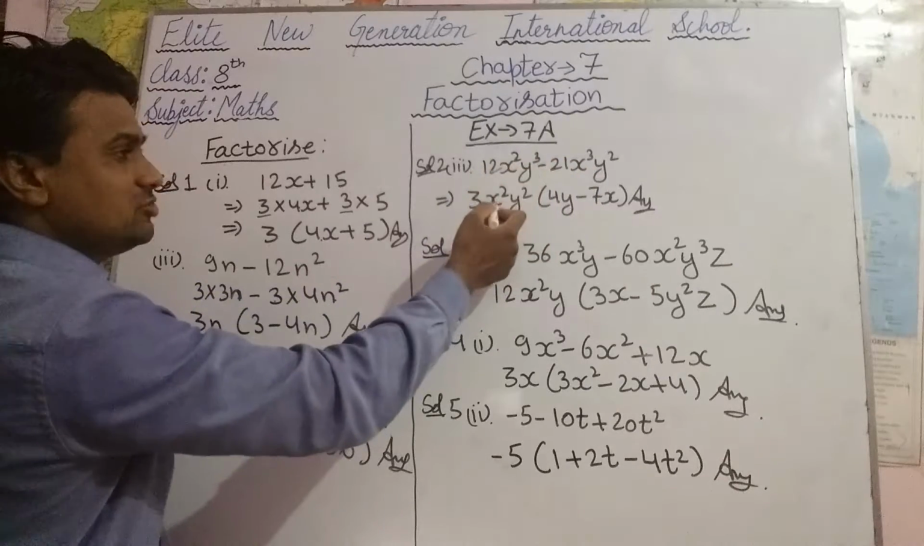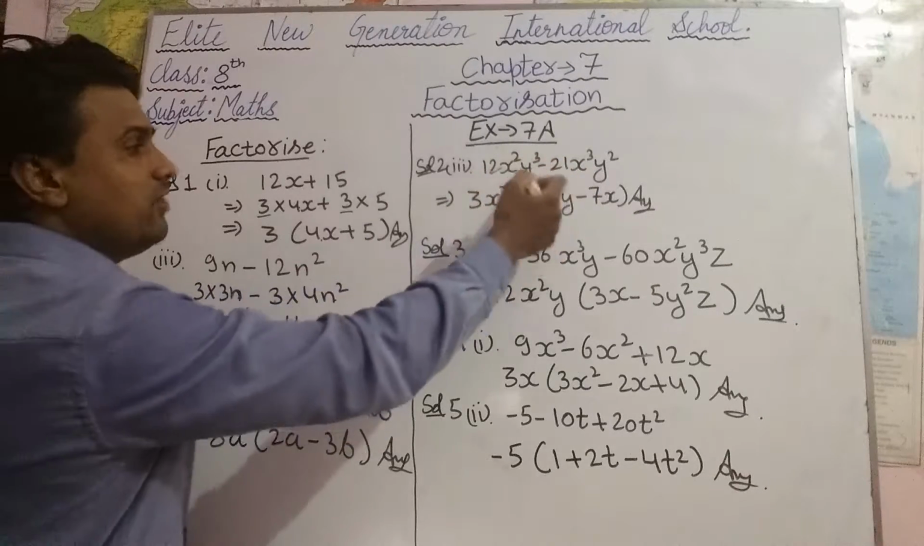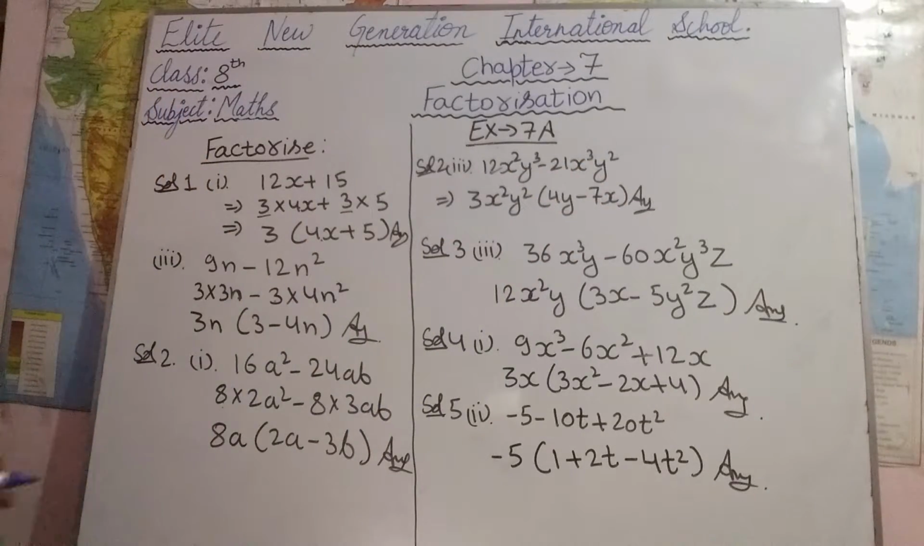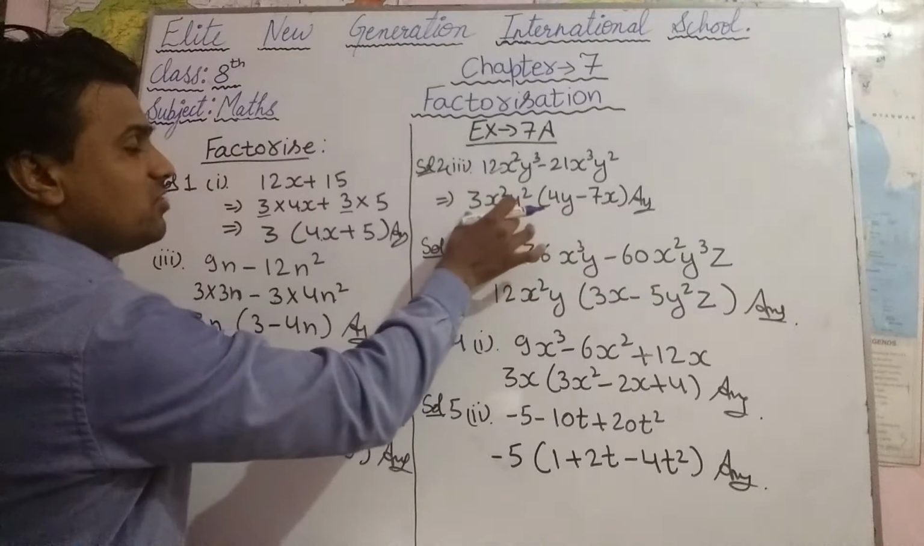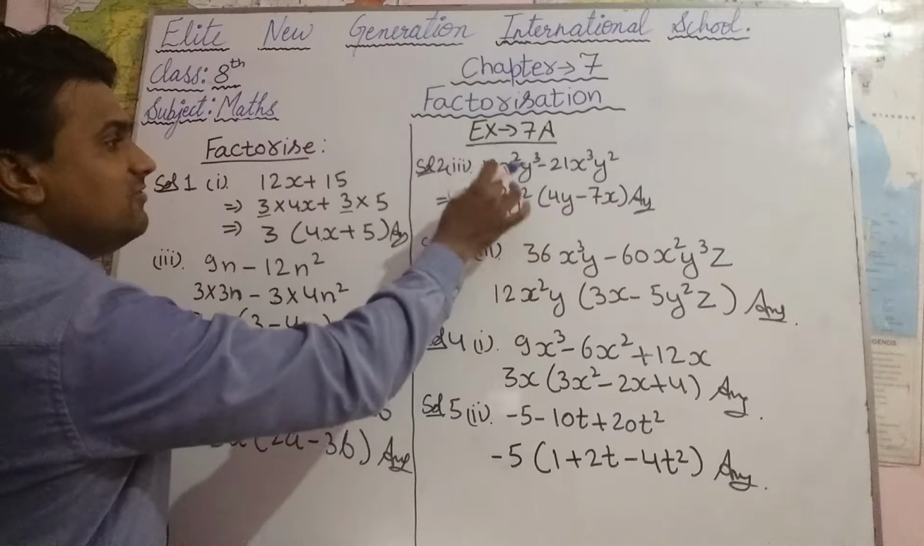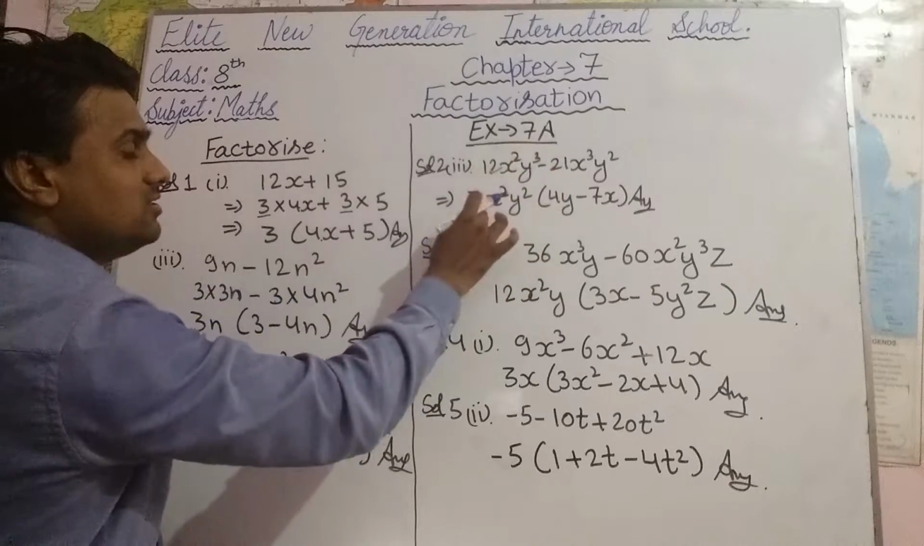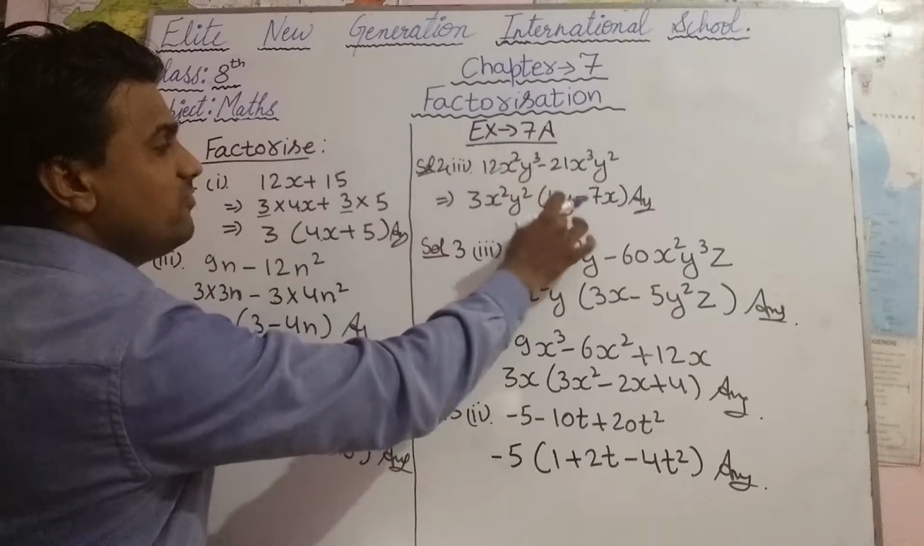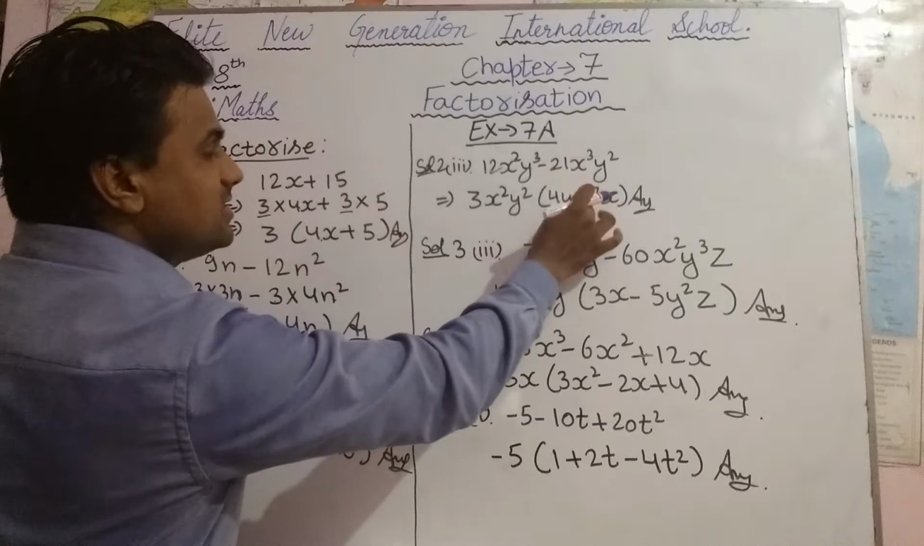So we can take x square as common. Here is xy cube and here is y square, so we can take y square also common. So 3x square y square we have taken common. That means we will divide this 12x square y cube by 3x square y square. So here it will be 4y, and this minus sign will come.